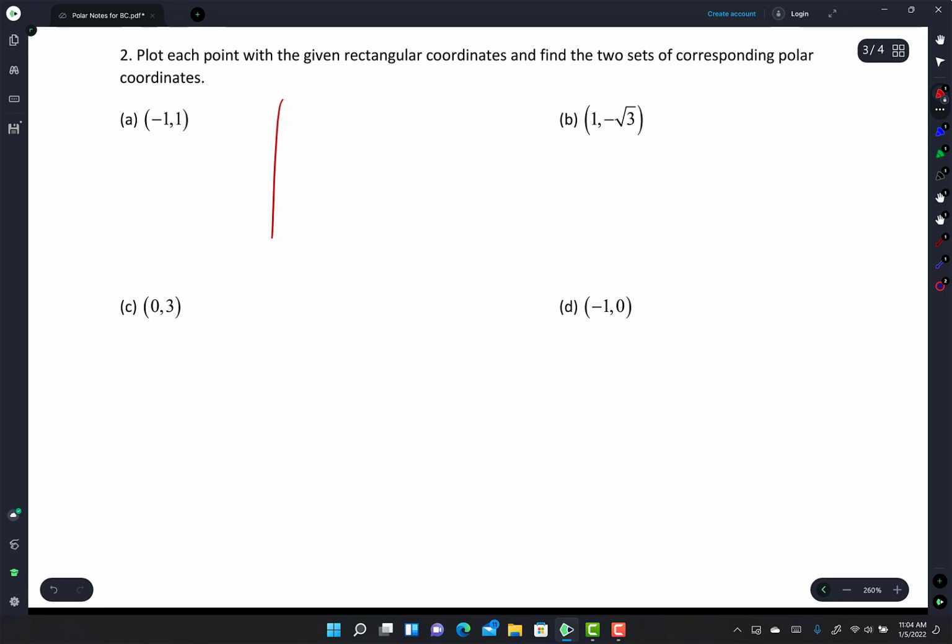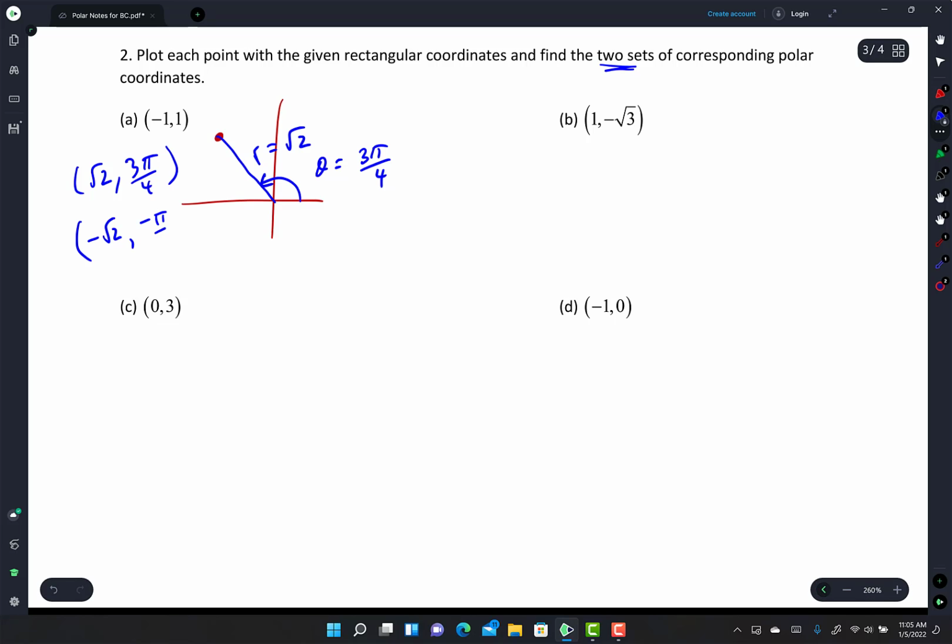All right, so let me exaggerate quadrant 2, negative 1, 1. This is my r. So r has to obviously be square root of 2. Negative 1 squared plus 1 squared is 2, so square root of 2. And my theta, yeah, that's one of them. They want 2 of them. So square root of 2, comma 3 pi over 4. What else? I could say negative square root of 2, comma.